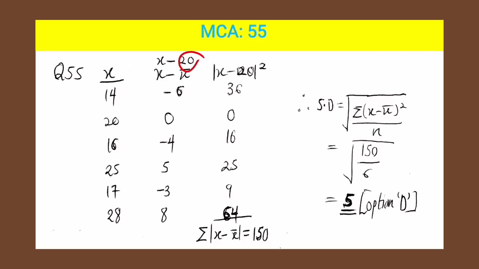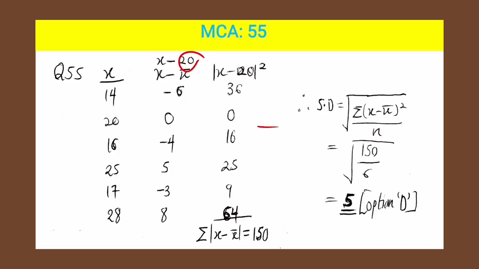So when I square negative 6, I get positive 36. When I square 0, I get 0. When I square negative 4, I get 16. When I square 5, I get what? 25. When I square negative 3, I get what? 9. So to find an absolute value is to find the absolute of any value.